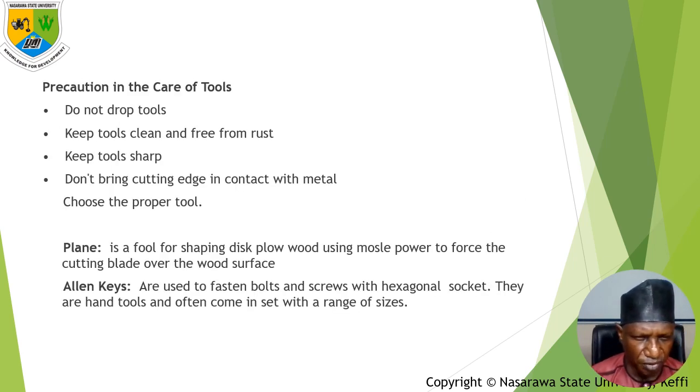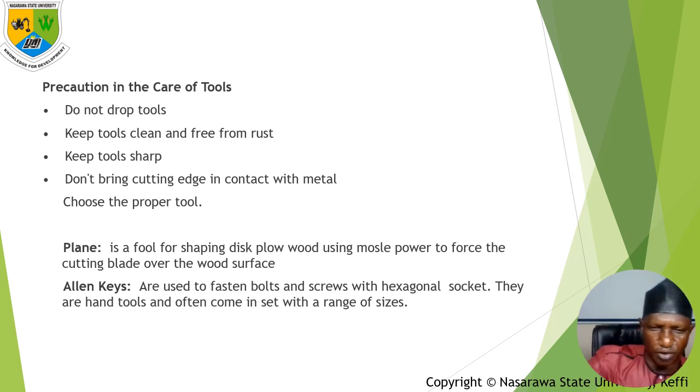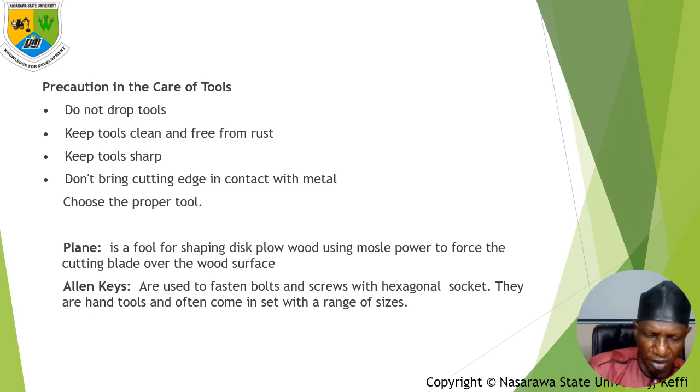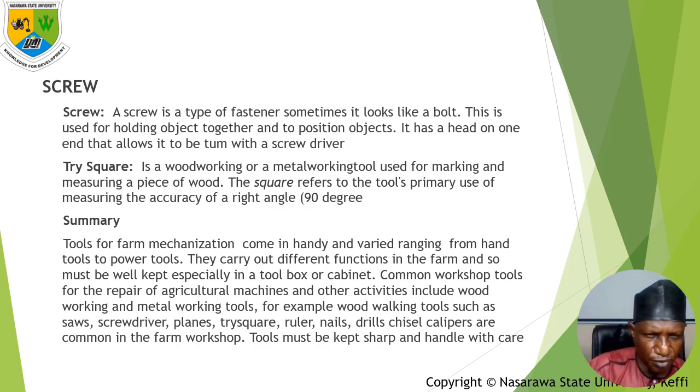Precaution in the care of tools. Number one, do not drop tools anyhow. That is, you don't just come and just drop your tools or just throw them because you are finished using them. Number two, keep tools clean and free from rust. Keep tools sharp. Don't bring cutting edge in contact with metal. Choose the proper tool. And below are examples of some of the tools. One is the screw. Another is the tri-square.